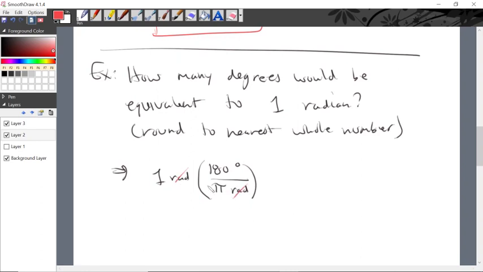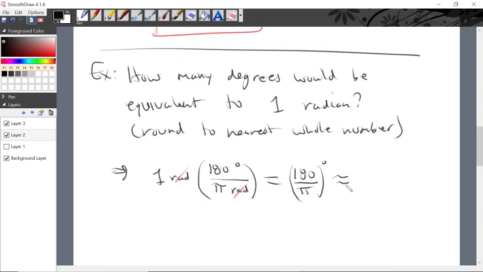So we can cancel radians with radians, and we get 180 divided by pi. That's the amount of degrees that is equivalent to 1 radian. Now, how much is that approximately? Rounded to the nearest whole number.